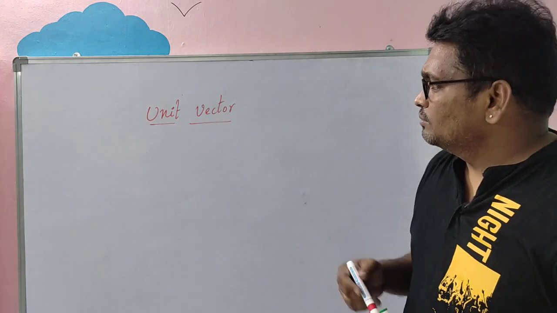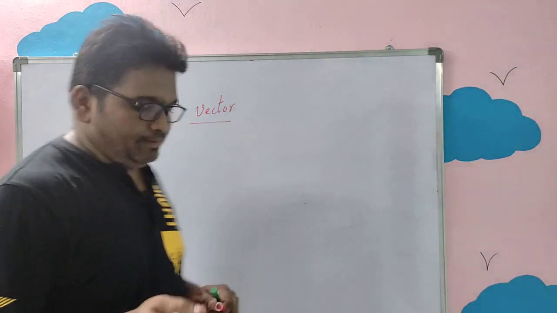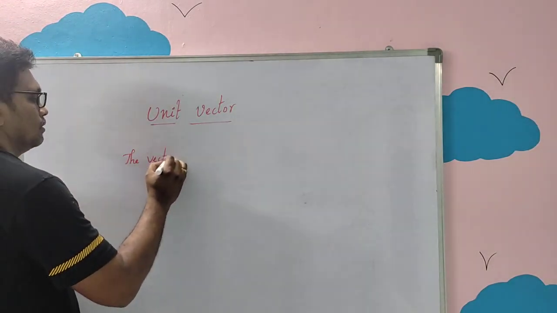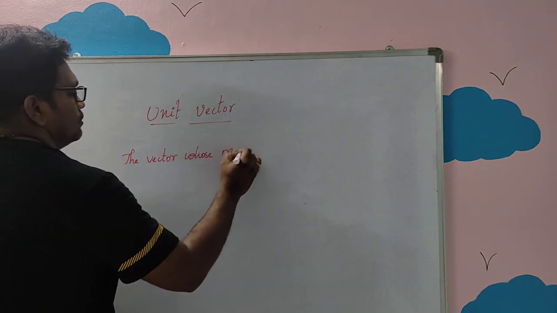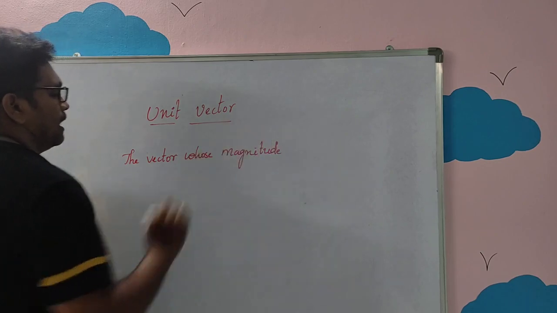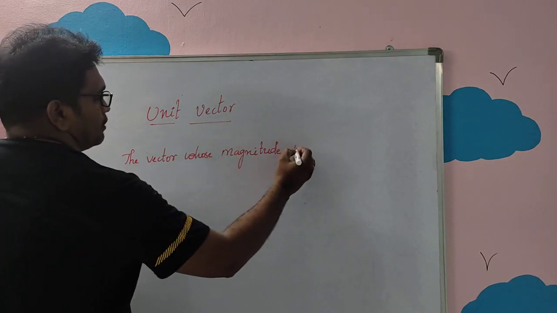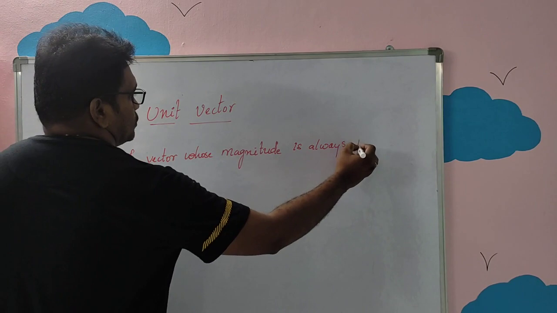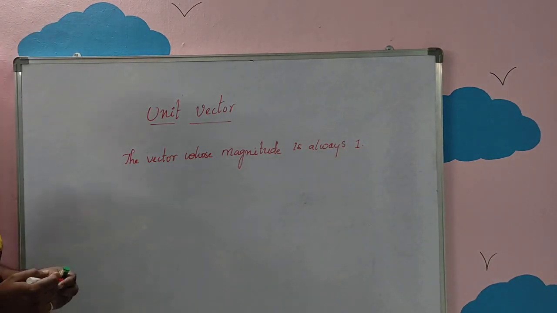The name itself tells that it is a vector and its magnitude is equal to 1. So the vector whose magnitude, or whose value, is equal to 1. The vector whose magnitude is always equal to 1, such a type of vector is called a unit vector.